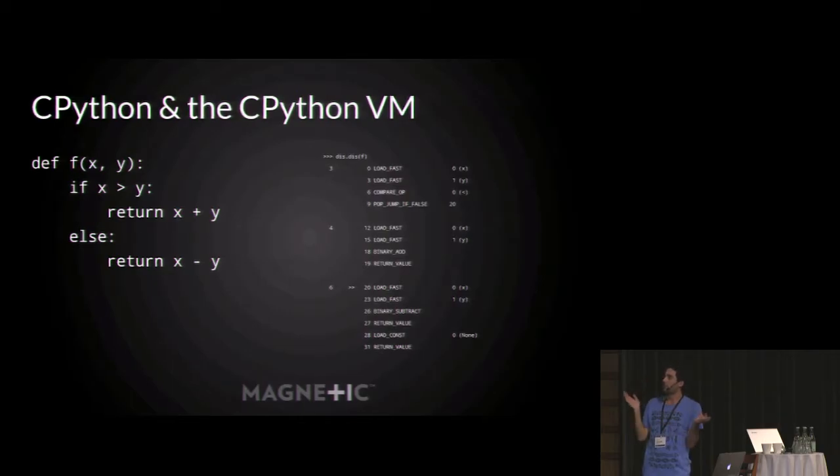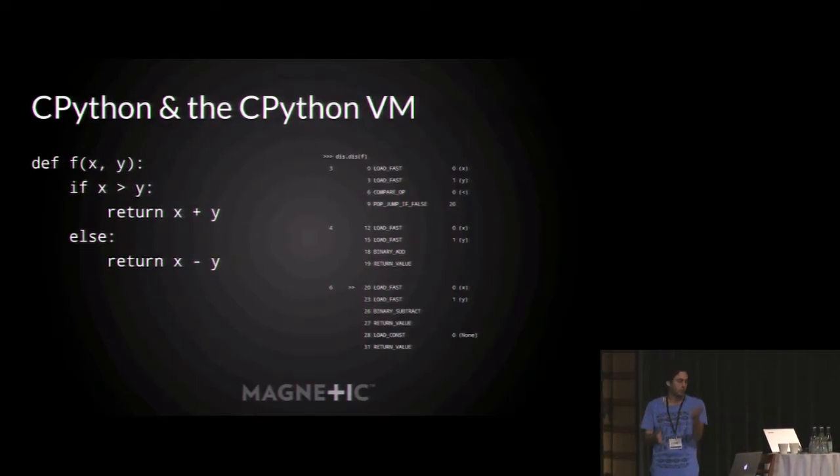On the left is some Python code. It's not terribly useful, but it's just for demonstration purposes. A very simple function takes two things, and if x is greater than y, then it adds them. Otherwise, it subtracts them. On the right, you probably can't read it very well, but I will read it out loud, at least in part. It's the output of the dis module. If you've ever looked at the dis module, it's a module that knows how to take objects, code, whatever, and spit out what bytecode it corresponds to.